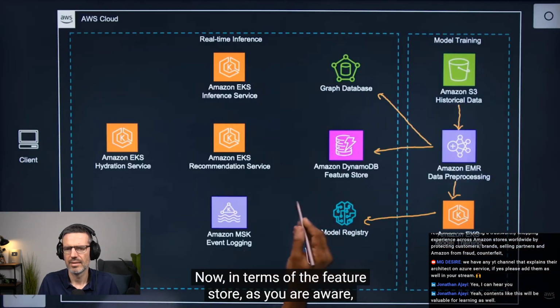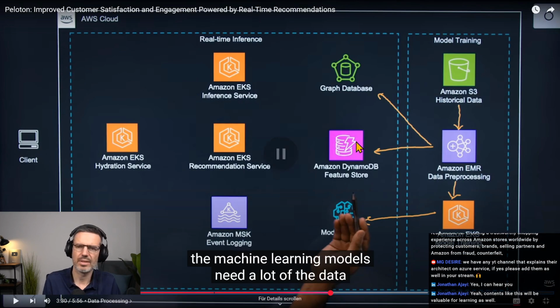Now, in terms of the feature store, as you are aware, this is basically metadata that you use, as I said, for scoring the models later, right? Is that metadata called users metadata? Is this historical data, or is this the current data that they're using?